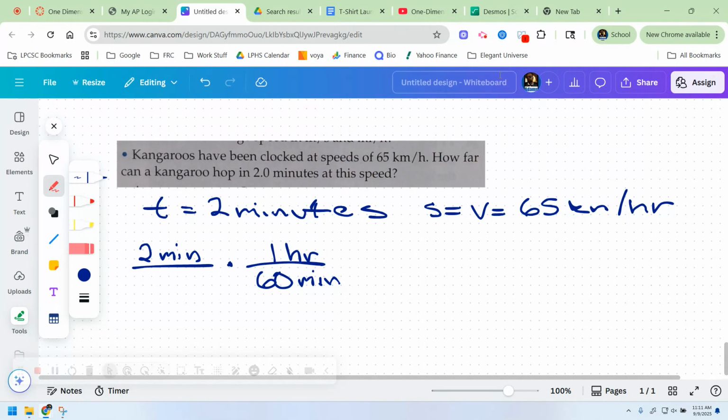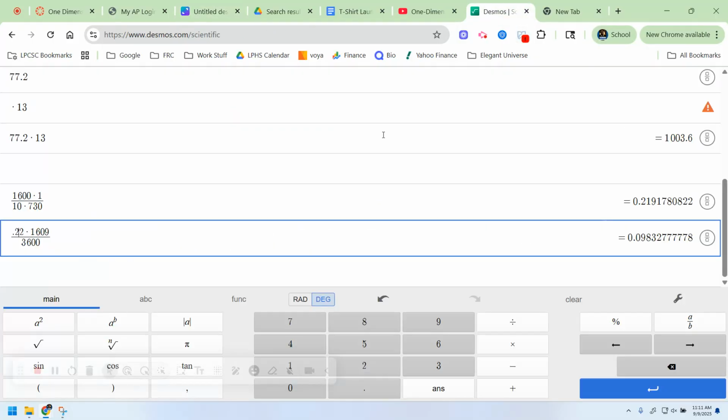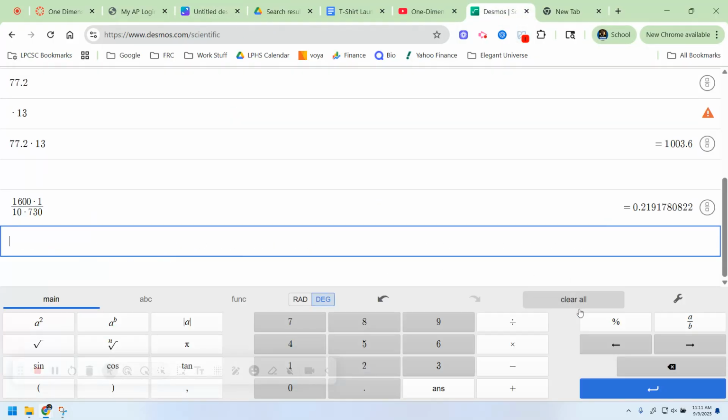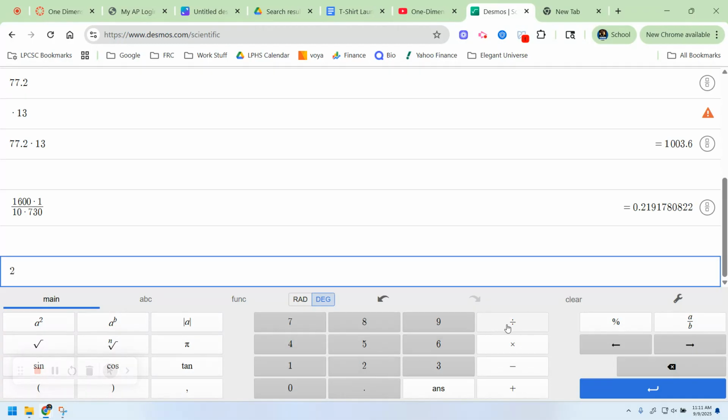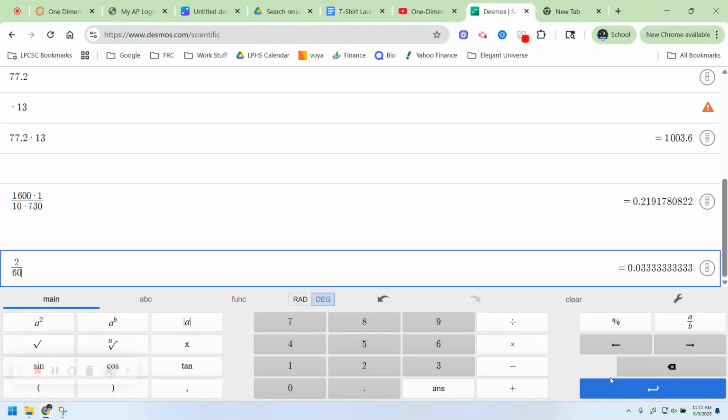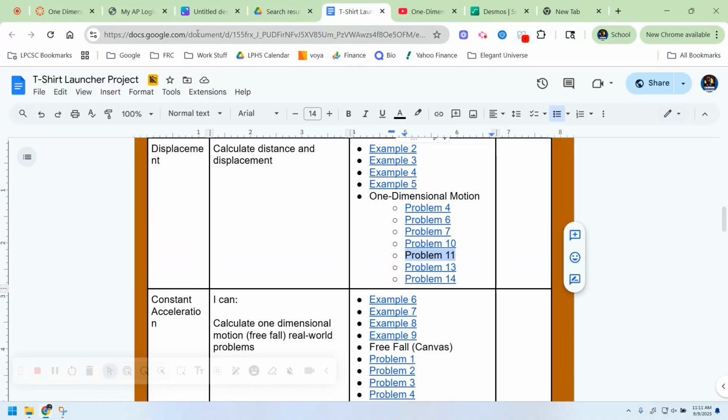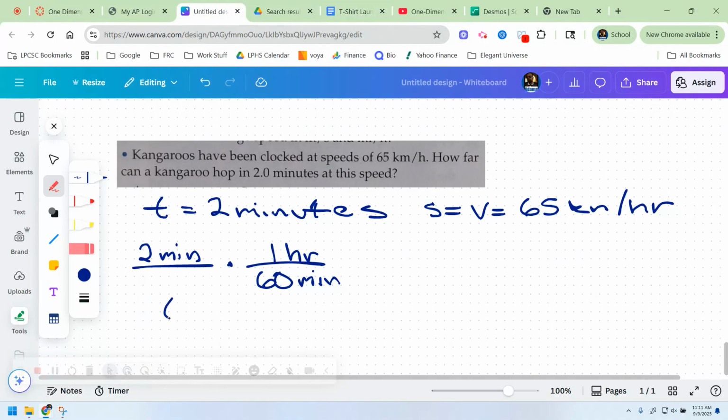So then I just go to Desmos, and I'm going to take 2 and divide it by 60. So let me clear this out, and I'm just going to say 2 divided by 60, and I get 0.033 repeating or whatever minutes. So I'm going to change that, my time then is actually 0.033 hours.